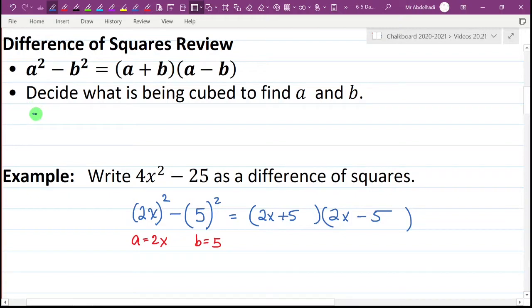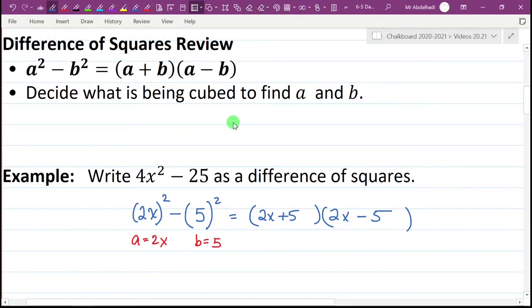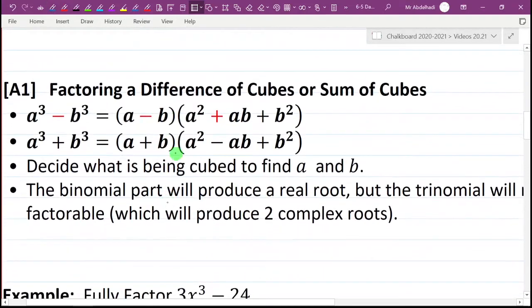If you remember, a difference of squares can be factored. A sum of squares, a squared plus b squared, is not factorable. There's no such thing as factoring a sum of squares. A difference of squares, important; sum of squares, not. Well, for cubes, you actually have both. You're going to have a difference of cubes and a sum of cubes. Here are the formulas right here. So you have a difference of cubes, something cubed minus something cubed, and it factors out like this. Don't be afraid of the formula, it's pretty easy to remember. And you also have a sum of cubes with a slightly different formula. Almost exactly the same, but just the signs are different.